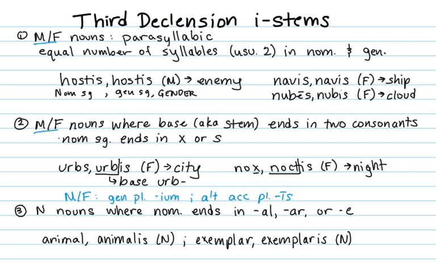So that means for masculine and feminine, the genitive plural will end in ium, and an alternative form of the accusative plural is long is. For neuter nouns, if they are an I stem, that means they'll have an ablative singular in I, a nominative plural in IA, and a genitive plural in IUM.